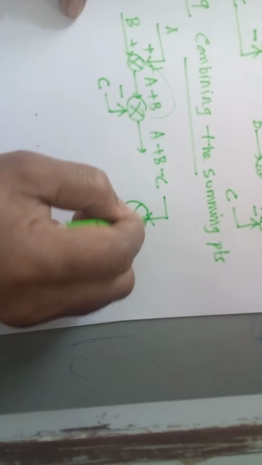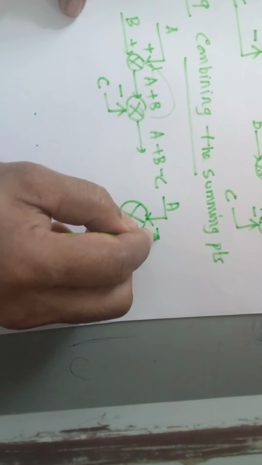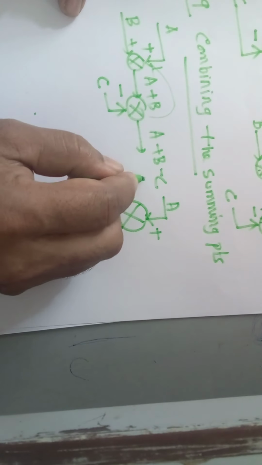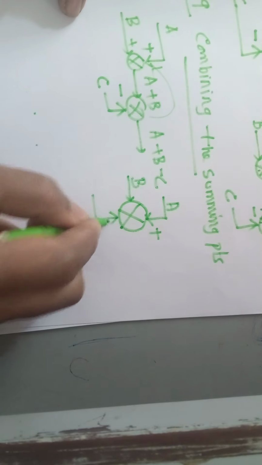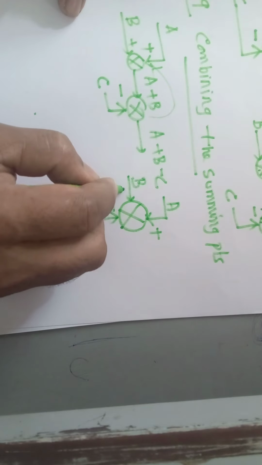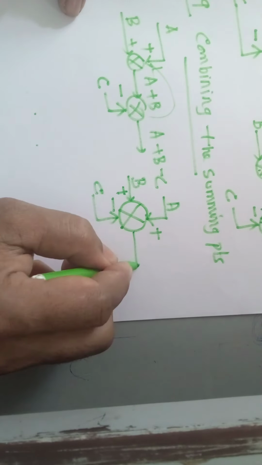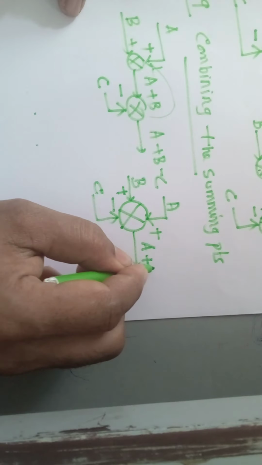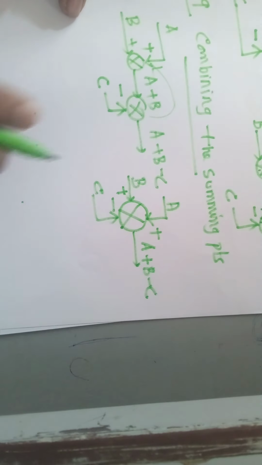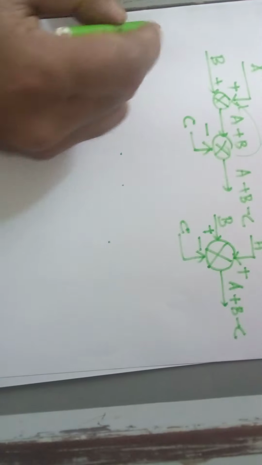Here what are the inputs? A, this to be added, next input is B, the next input is C to be subtracted. So this input is to be added. Now the output is A plus B minus C. Understood? So the next rule is rule number 10.